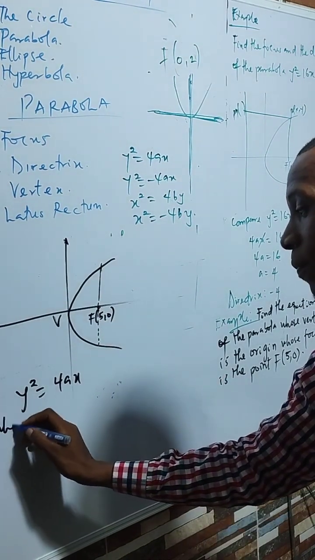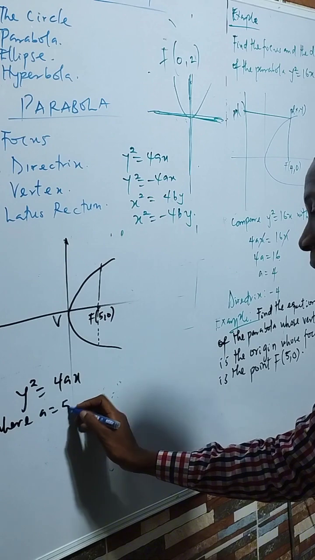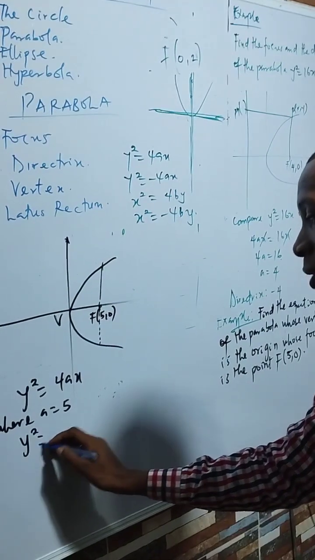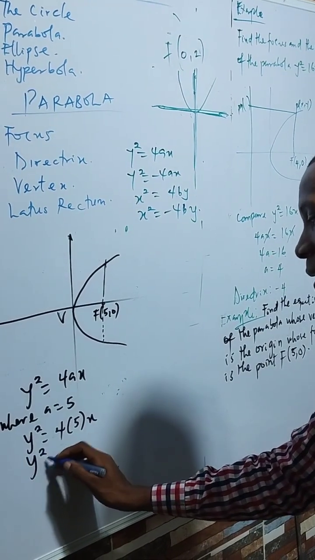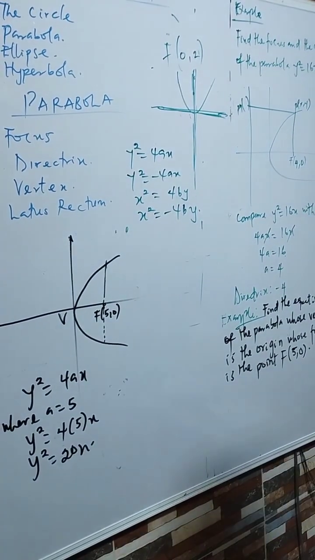So where a is equal to 5, we have y squared is equal to 4 into bracket 5, then what? X. So y squared is equal to 20x.